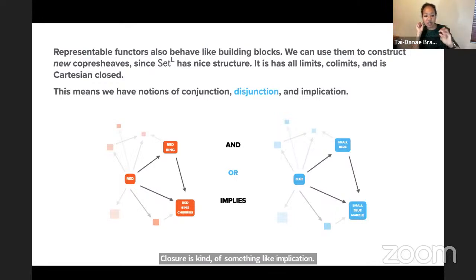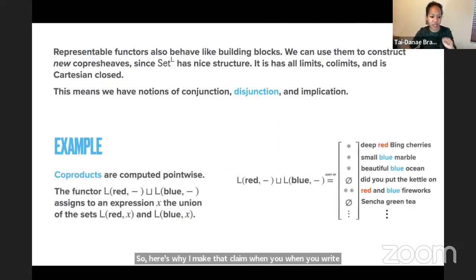So I want to give you a concrete example. How am I making these connections? Why is a colimit like disjunction? Let me give you a concrete example of what that looks like. Suppose I have a functor representing red. That's the network of ways red fits into the language. Suppose I also have the functor representing blue, the one we just looked at. I'm claiming that if I have two functors, I can take what's called their coproduct. That's a kind of colimit, which I claim is analogous to disjunction. I claim it's analogous to the concept, quote unquote, of red or blue. Here's why I make that claim. When you write down the definition, here's what you find.